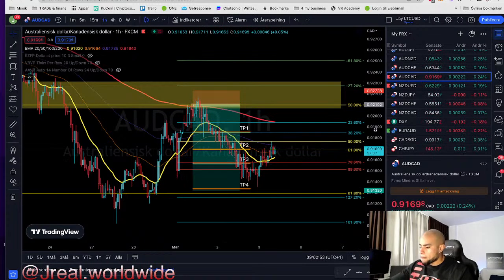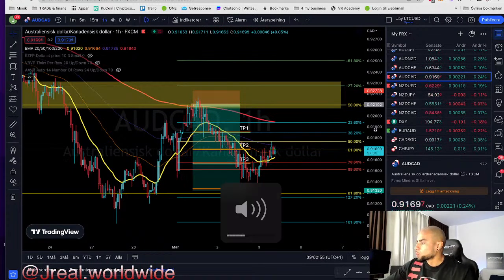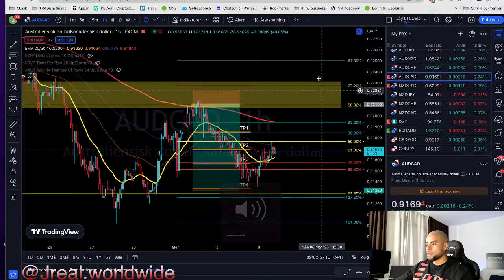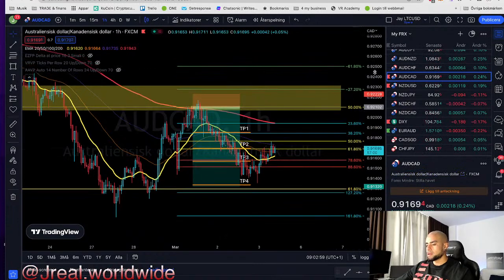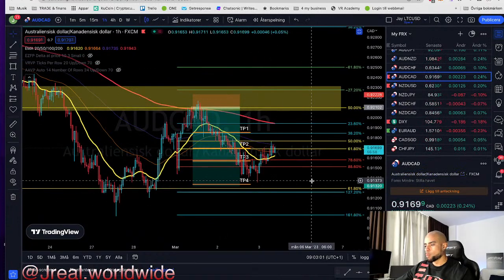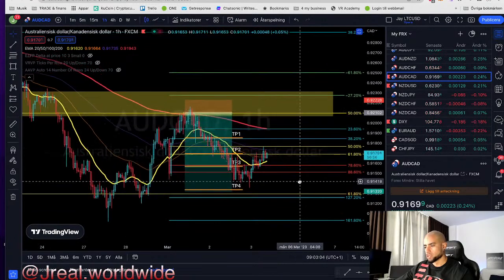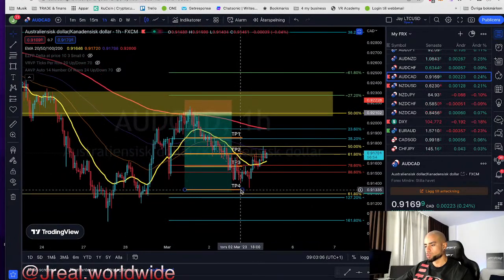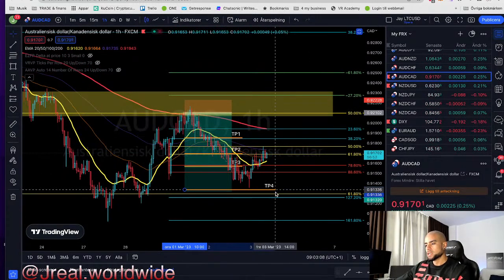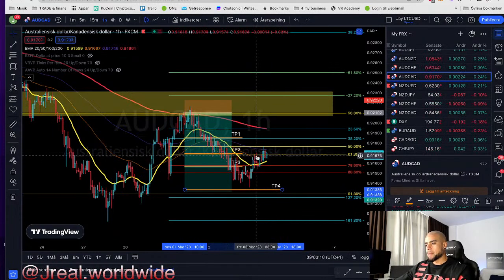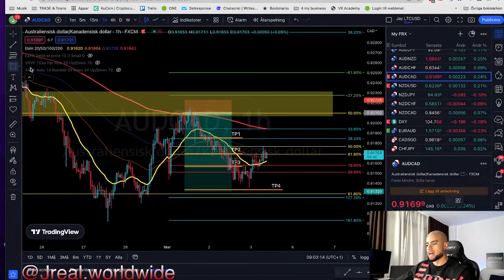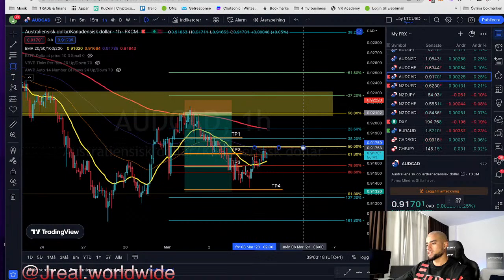Guys, let me lower the volume a little bit. So, first recap a little bit. The AUD CAD trade. I hope some of you are still in it because it's running good. It came down so close to our TP4. Came back up to the sweet spot zone and actually see it coming down all the way to the TP4 and even more. TP4 and even more.